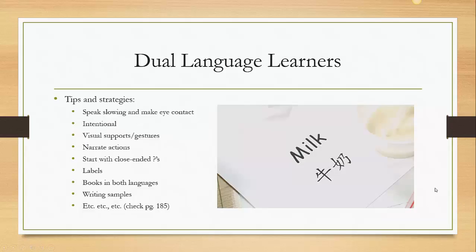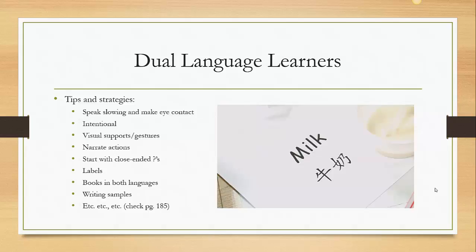So, some tips and strategies for how to support dual language learners. First, speak slowly and make good eye contact. Make sure that you're being intentional and choosing your words appropriately. Try to think of when you're explaining something, read their body language. If they're not understanding it one way, slow it down and maybe choose other words that might be able to intentionally communicate a little bit easier to them.